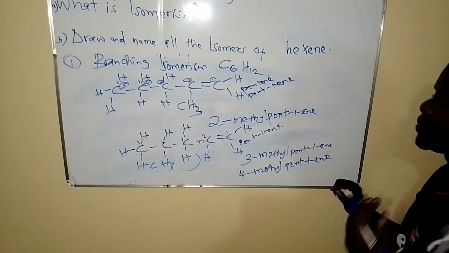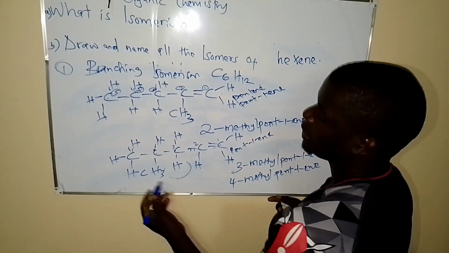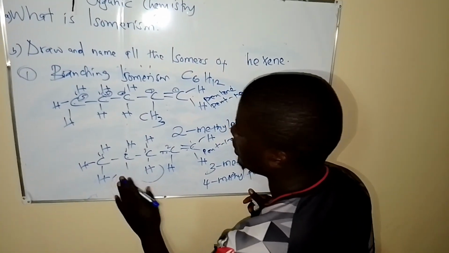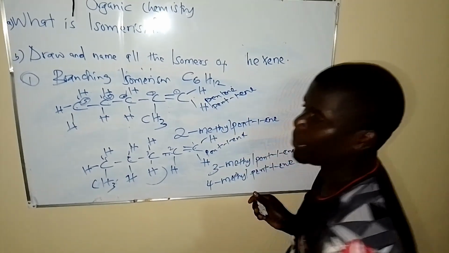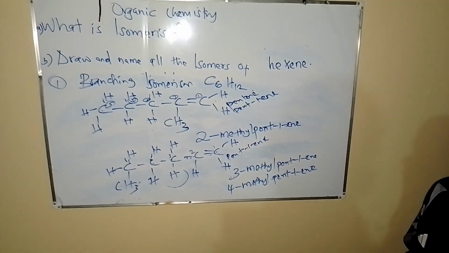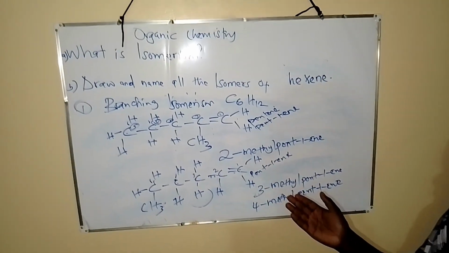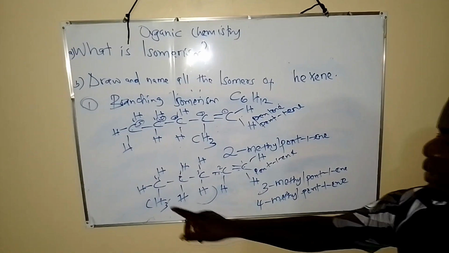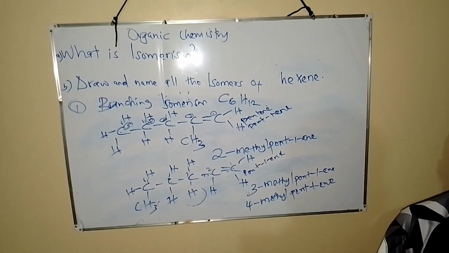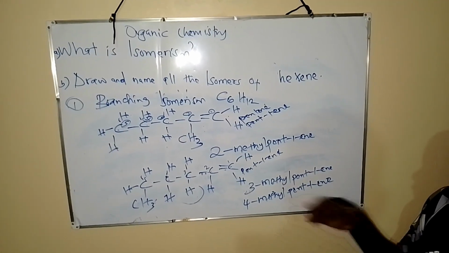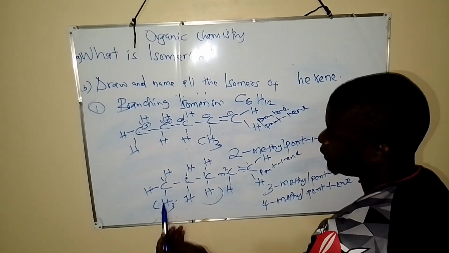Where students or learners have a problem is they feel that if this methyl group was here, this is a branch. No, that's not a branch. Still, that is the longest chain. So if I was numbering this one, this one cannot be 5-methylpent-1-ene. It cannot be like that. If I'm naming this one, the longest chain will have 1, 2, 3, 4, 5, 6.